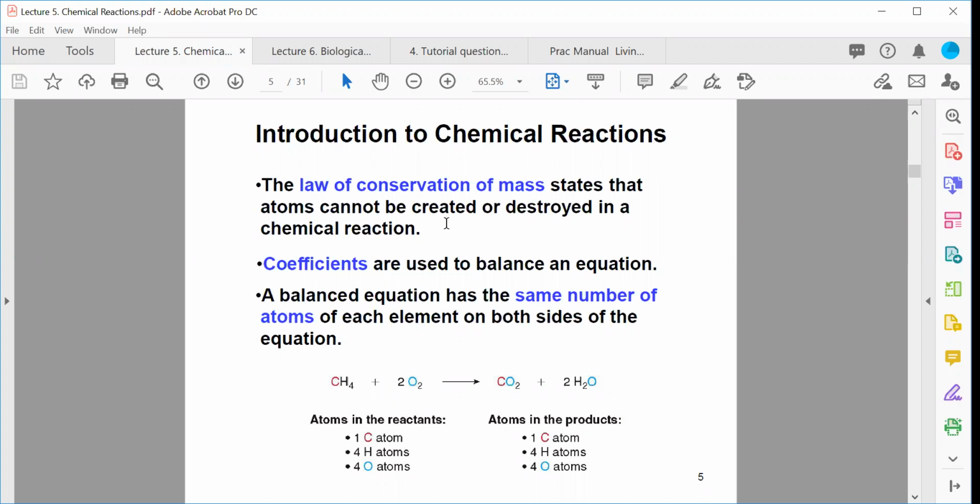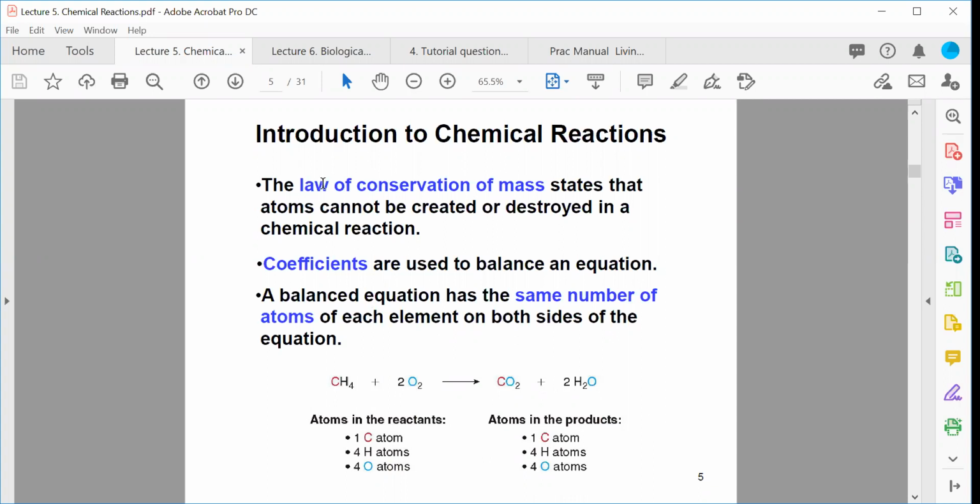And due to this particular law, we need to make sure that chemical reactions are balanced. And we use coefficients such as this number 2 to balance a chemical equation. A balanced chemical equation will have the same number of atoms of each element on both sides of the equation. It's that simple. So if we look at this example again with methane and oxygen, we can see that in the reactants, so on this side of the equation, there is 1 carbon, 4 hydrogens and 4 oxygen atoms. If we look at the atoms in the products, there is also 1 carbon, 4 hydrogens and 4 oxygens.